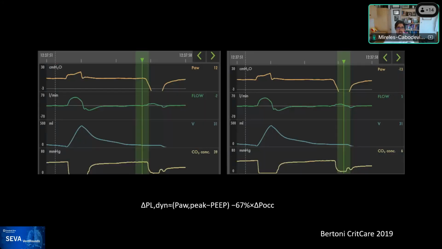And so I have added here the Pocc. This was done by Simran, one of our fellows, who always does 2 pauses on all our patients, one inspiratory and one expiratory. And she did the expiratory pause on this patient. You can see the waveform back here, which is identical to the other one. And the baseline pressure was 12. So this patient was on a PEEP of 12.